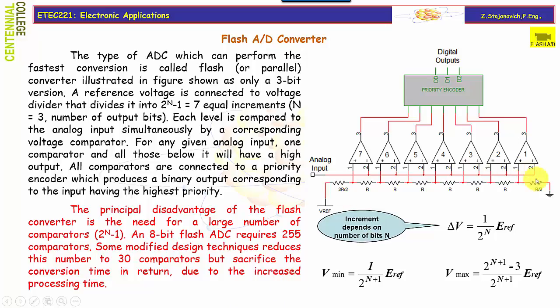If you are using a voltage divider, you will be able to define an increment which depends on the number of bits. So delta V, the increment, will be 1 over 2 to the power n times the total reference voltage. And V minimum and V maximum define the minimum and maximum voltage that this converter can distinguish.